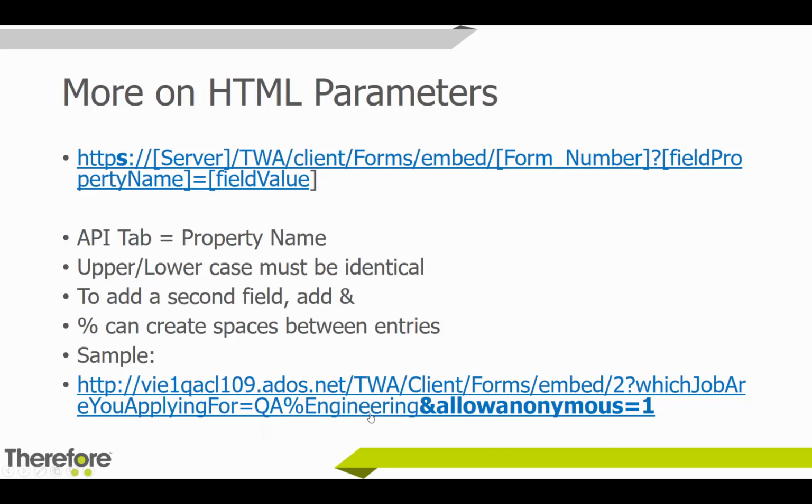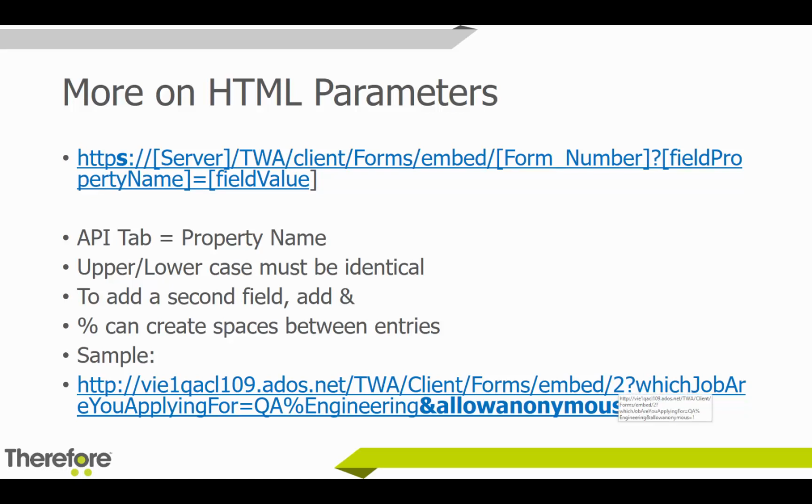job application form. As you can see right here, the way I'm doing it is I'm following this pattern precisely. So until embed, and then I have a form number. In this case, my form number is number 2, question mark. Then my field property name is which job are you applying for. So all of this here, and then I'm writing equals, and then the field value that I want is QA engineering. And then at the end, I'm adding the allow anonymous equals 1 flag.